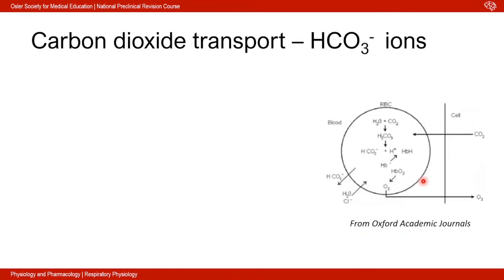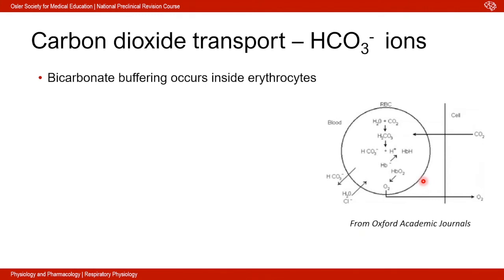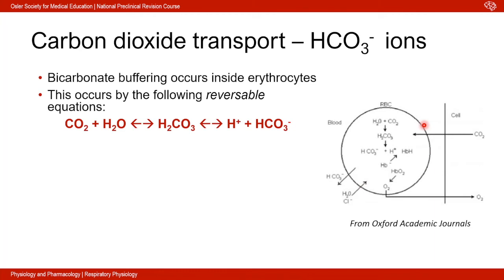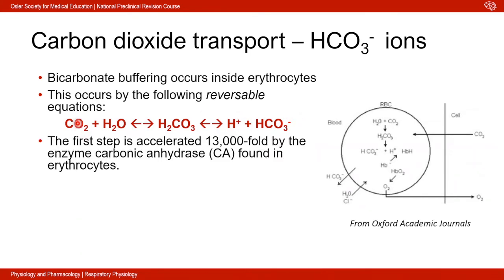So looking at the bicarbonate ions, the buffering of these occurs inside the red blood cells, as you can see here. So we've got these reversible equations, which I'm sure you know back to front. We've got CO2 and water going to carbonic acid, and then we've got the H+ ion and the bicarbonate ion. So this first step, CO2 and H2O to carbonic acid, sorry, is really sped up by this enzyme called carbonic anhydrase, which is found in these erythrocytes. So that's really why most of the buffering happens here.